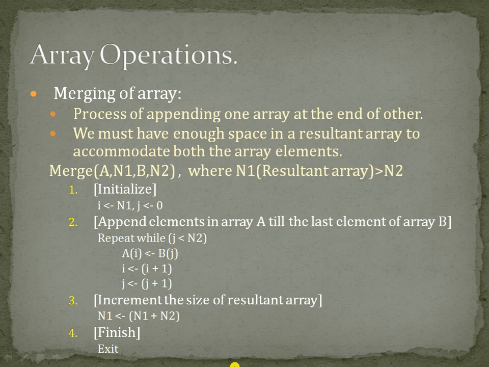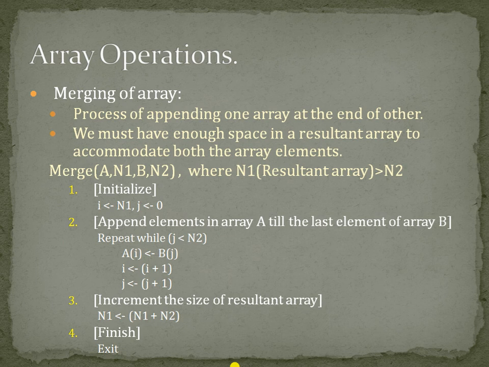Next operation is merging of array. Now merging means it's a process of combining two arrays into one. If we would like to perform this operation, then we make sure that we have enough memory space in the resultant array so that it can accommodate all the elements of both the arrays. Merging is a process of appending one array at the end of other. We must have enough space in resultant array to accommodate both the array elements.